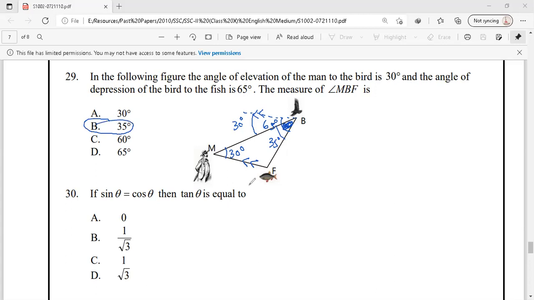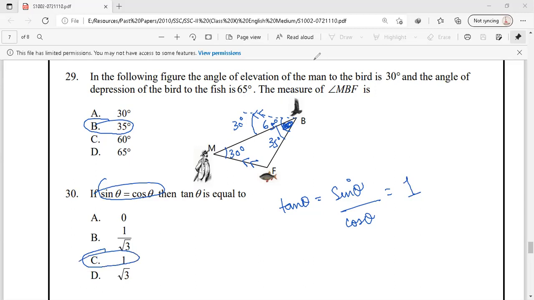Then we have the last question, that is question number 30. If sine theta is equal to cos theta, we have to find the value of tangent theta. So we know that tangent theta itself is equal to sine theta over cos theta. And if sine theta and cos theta are equal, the ratio would be equal to 1. So the correct answer for the last question is option C.